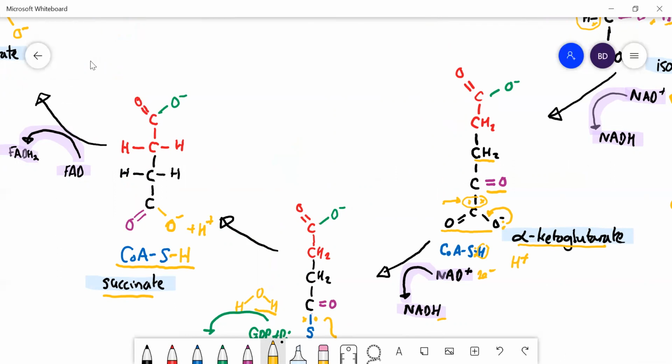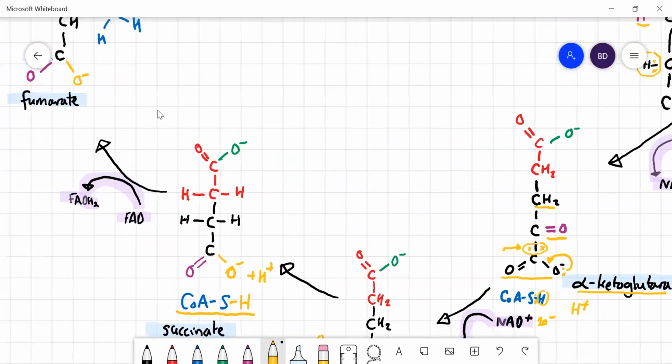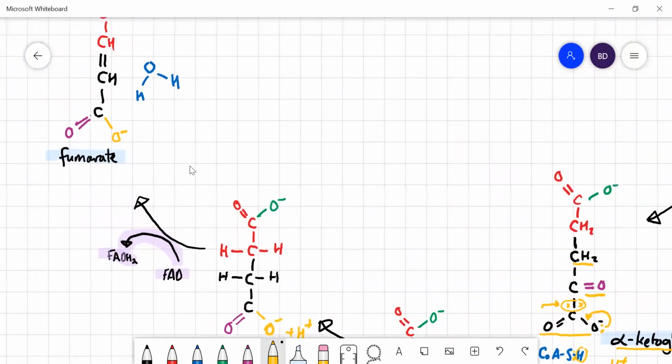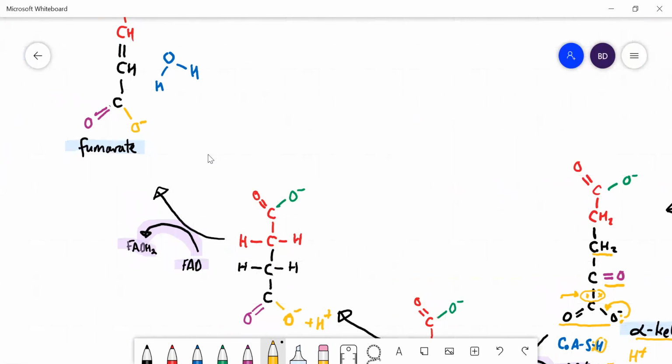Now the next step is for succinate to be oxidized. Okay, it gets oxidized to fumarate. Let's see how that works. Okay, so we're going to keep that H, we're going to keep that H. We're going to form a double bond between there. So you can think of that pair of electrons there will form the double bond. So this one will come off as H+.